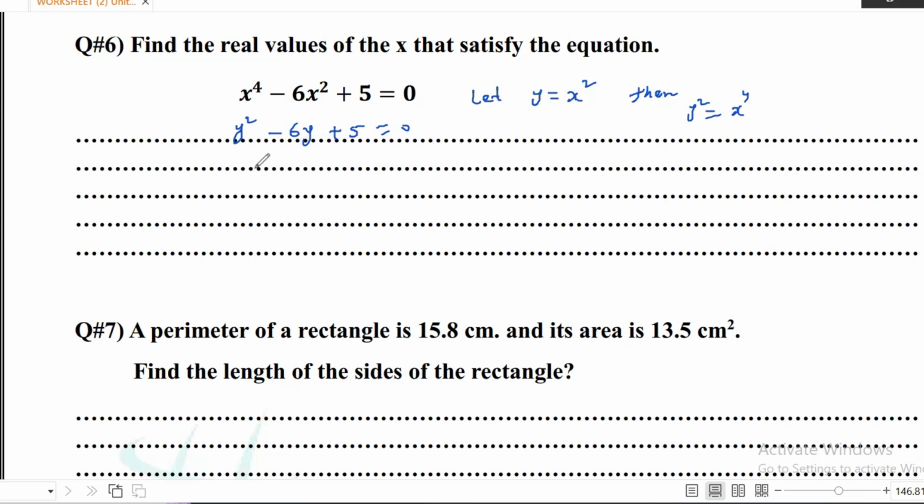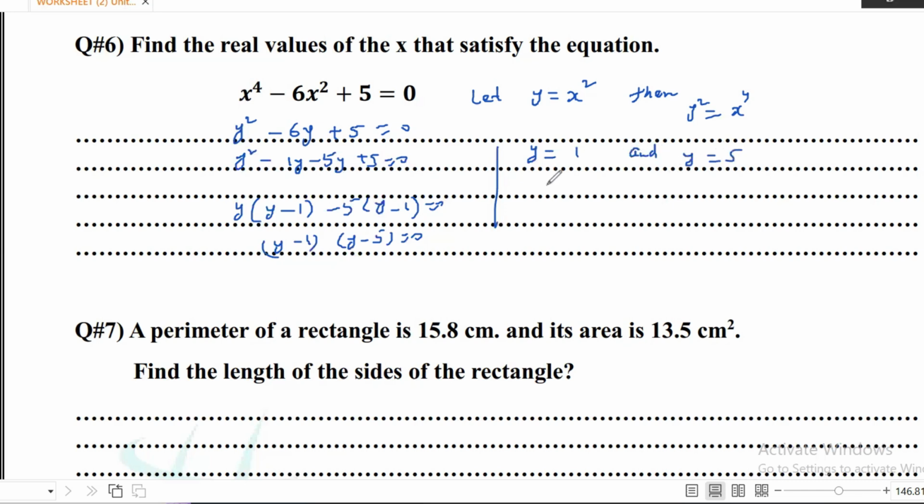Or 5 and 1 will also work. 5 plus 1 is 6, and we both must be negative. So it means y squared minus 1y minus 5y plus 5 is equal to 0, which is equal to (y minus 1)(y minus 5). So it means we have y minus 1 as well as y minus 5 equals 0. So we have two answers: y is equal to 1 and y is equal to 5.